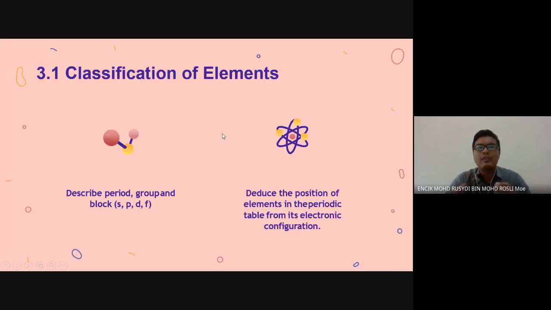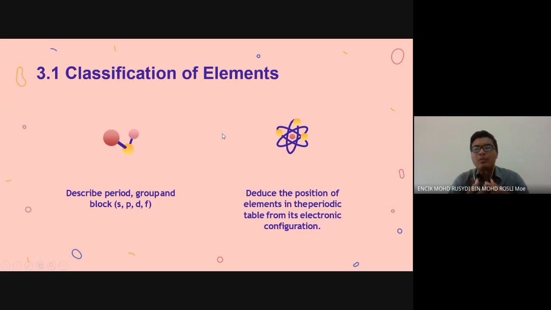So let's start. The first part of this chapter is that you have to know how to classify the elements. Kita ada banyak elements in the periodic table, jadi kita perlu tahu macam mana nak classify elemen tersebut. Which part do we need to look at? Macam mana for us to know about the period, the group and the block. So you have to know how to describe the period, group and blocks.